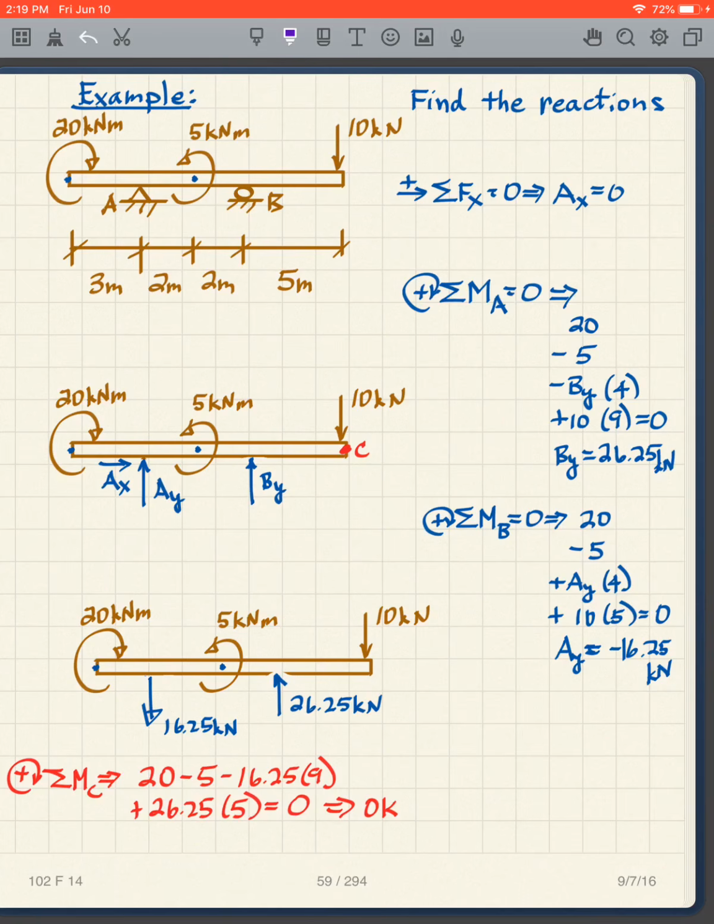So as a check, I can take moments about point C, and then I should also make sure that my downward forces equal my upward force. And notice this does not come into play as a downward force or an upward force.